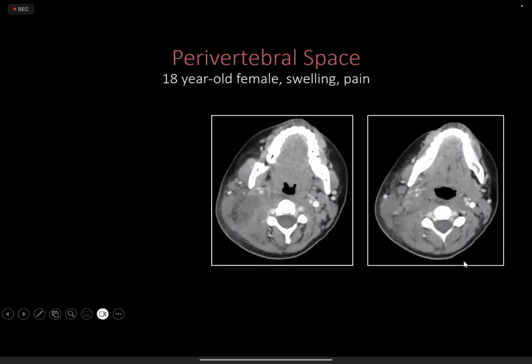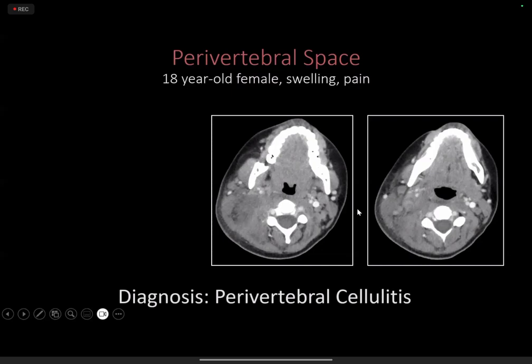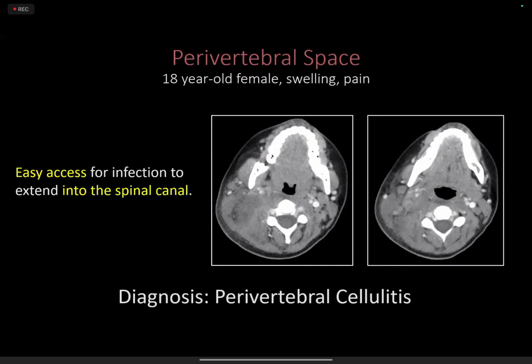Here's a patient that presented with swelling and pain. After a little bit of digging into the history, apparently the patient had some sort of pimple or scab that they were picking at. And this is their CT scan with contrast. You can see that there's this permeative fluid that's extending through that perivertebral space right over here. I don't see any peripherally enhancing fluid collection, but clearly there's some fat stranding within the subcutaneous fat as well. And this is a case of perivertebral cellulitis.